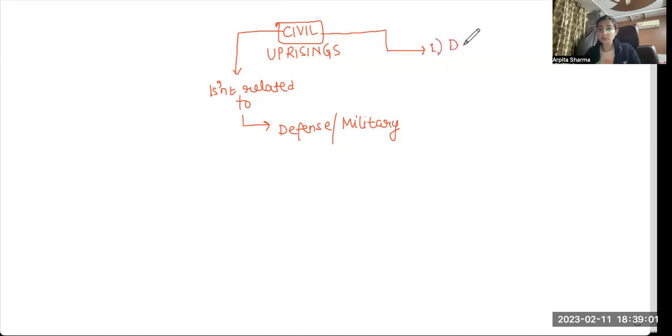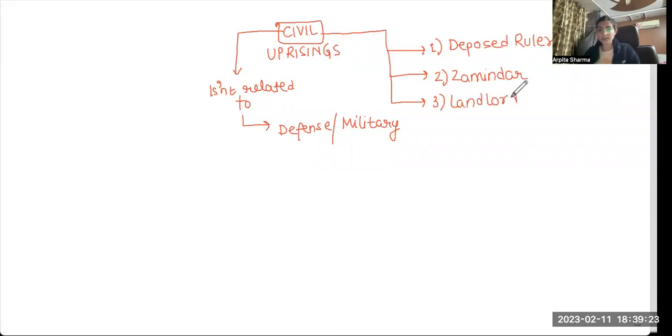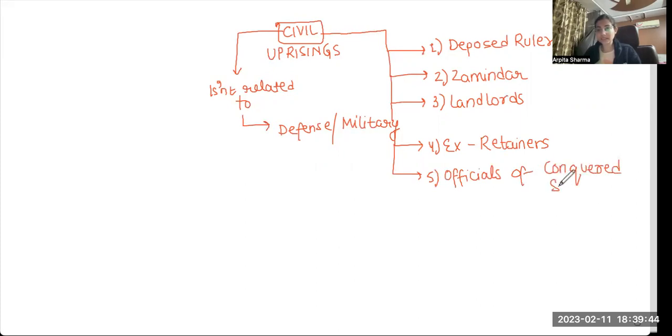It is related to, first, the deposed rulers, the rulers who have been overthrown by the Britishers, for example, the ruler of Khurda. Second, zamindars, those zamindars whose zamindari was snatched away by the Britishers, their ego was hurt, right? Third, landlords. Fourth, ex-retainers. Fifth, officials of conquered states, that means the officials, not the rulers, of the states the Britishers conquered.